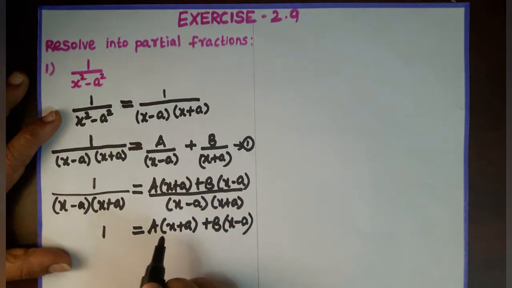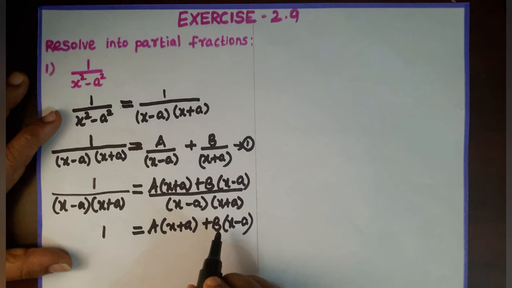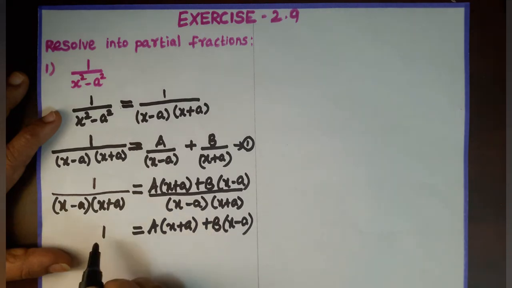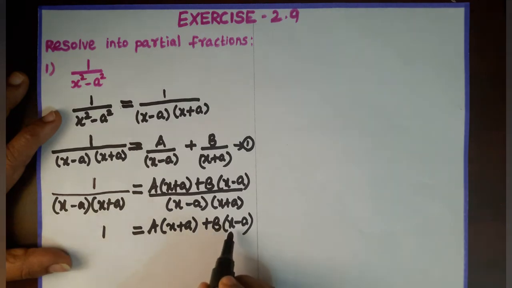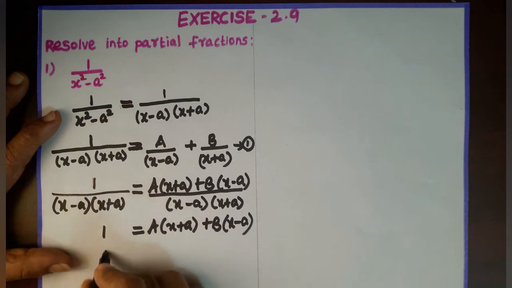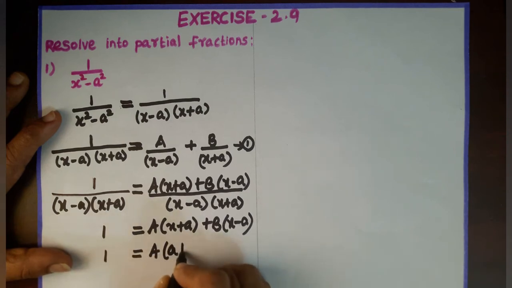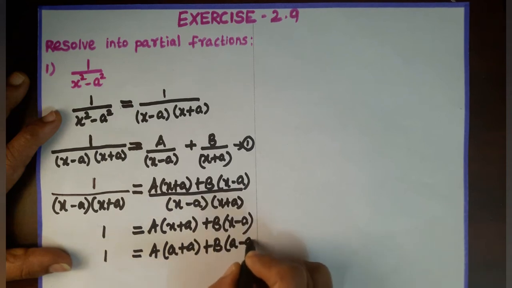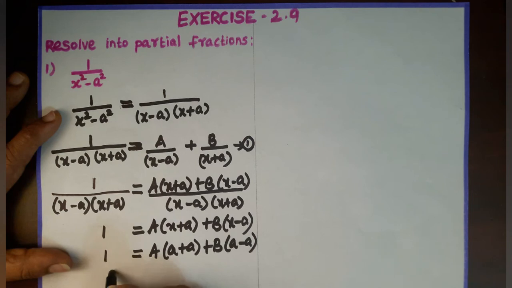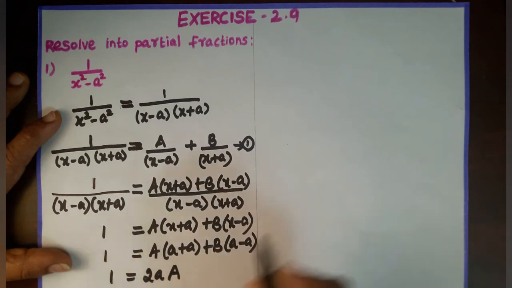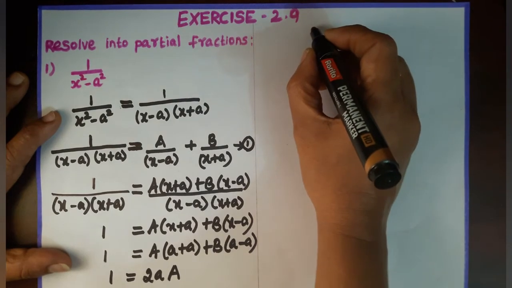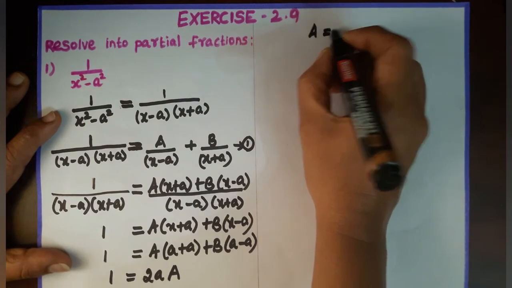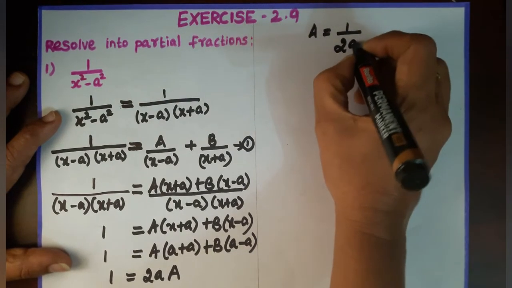To find A, we need to make B as 0. In that case, select x value as a. Then we get 1 equal to A into a plus a plus B into a minus a. Then we get 1 equal to 2a into capital A, which gives A equal to 1 by 2a.